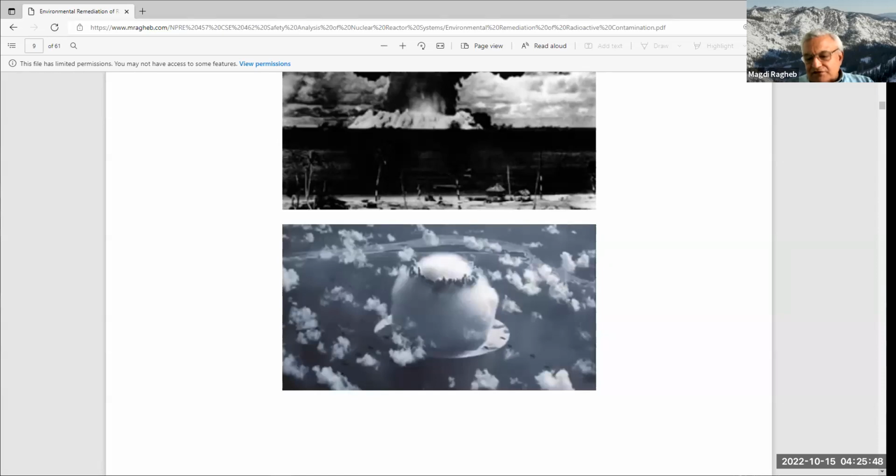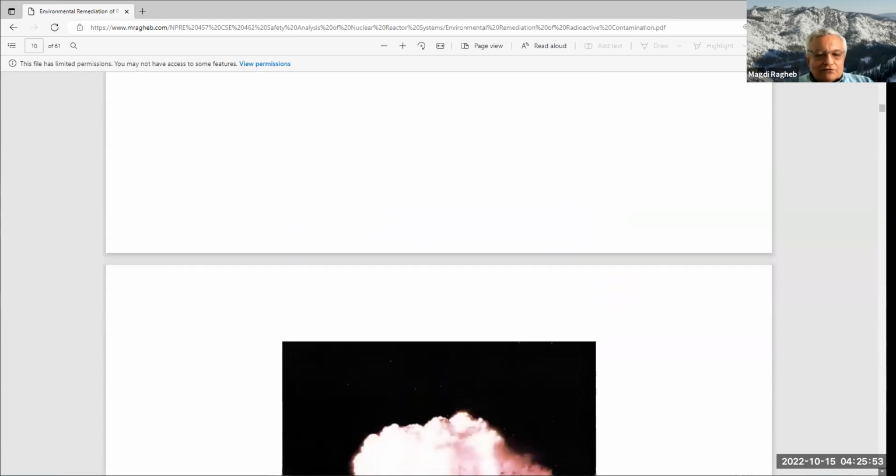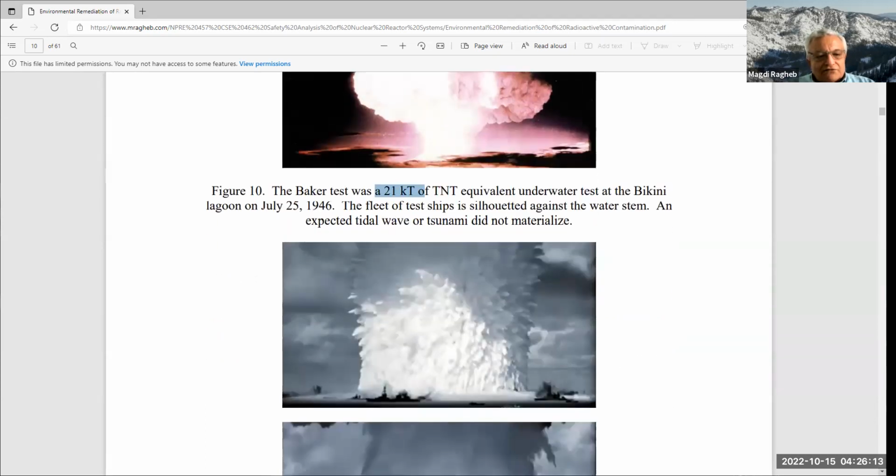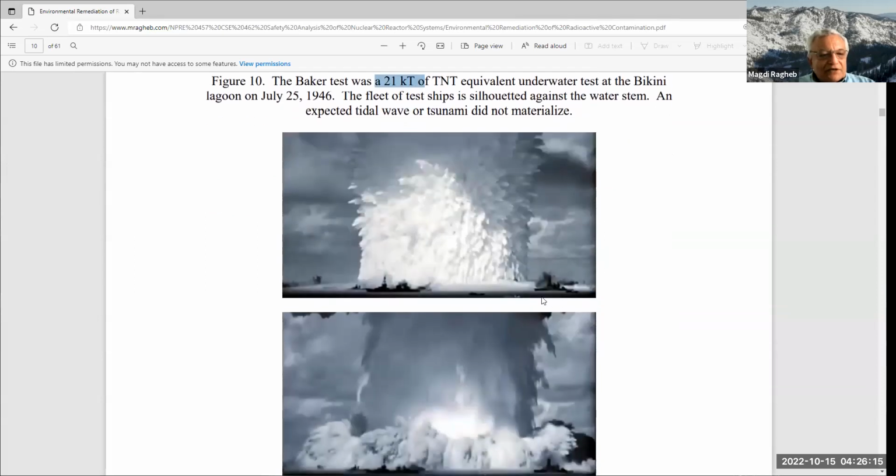So in that case, the inhabitants of those islands were basically not able to conduct their livelihood in terms of the fishing, and they have been, as I suggested, relocated several times. So it was only 21 kilotons of TNT equivalent in the Bikini Lagoon. That's another picture of it. And if you could see the picture on the stem, here is another picture that shows how the water rose up.